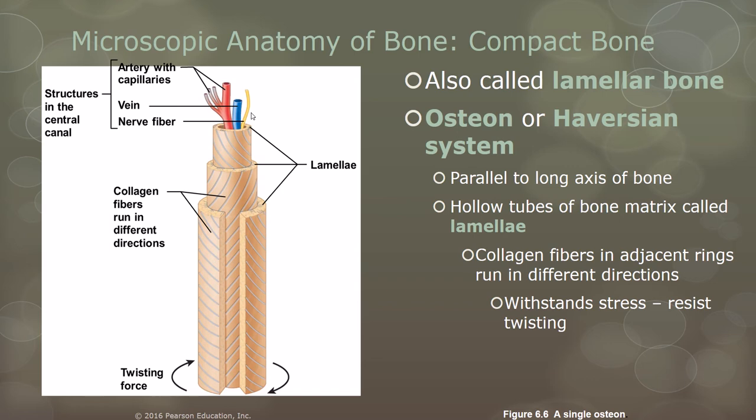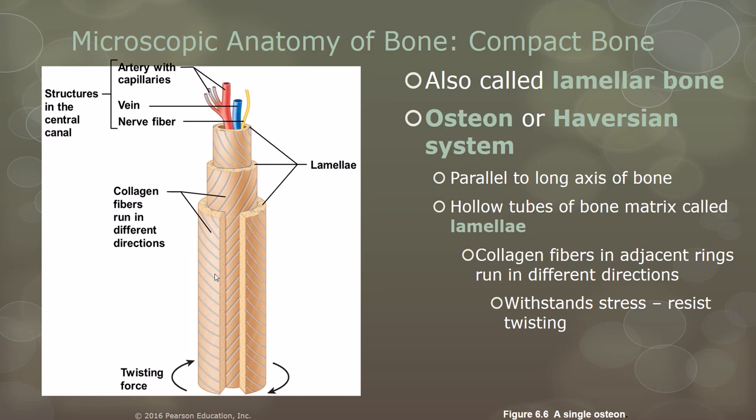And it's layers upon layers of collagen fibers and extracellular matrix bone tissue. Those layers are called lamellae. That's the Latin word for layers. And if you look at the diagram here, you'll see that the collagen fibers run in alternating directions depending on the layer of the ring. What that allows compact bone to do is withstand what we call torsion, which are twisting forces.